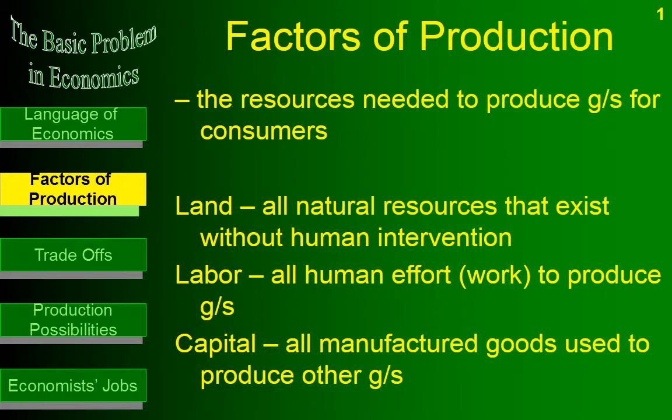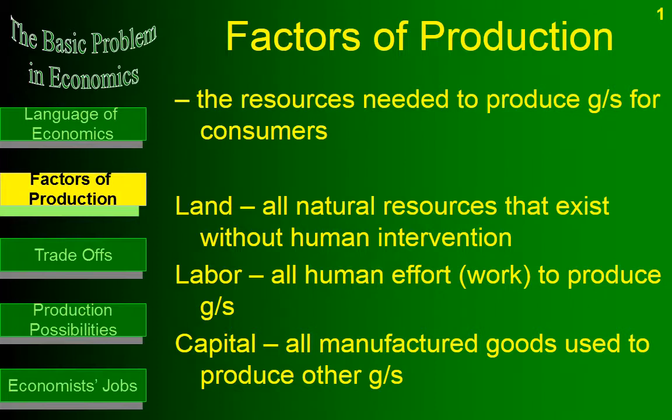Now, any human effort that goes into the production of a good or service is considered to be labor. Now, if humans create tools in order to help them use land and labor together, it is called capital. Now, when I mention tools, there could be computers that help you do a more efficient job. It can be a table where you do work on. These are all considered to be capital.